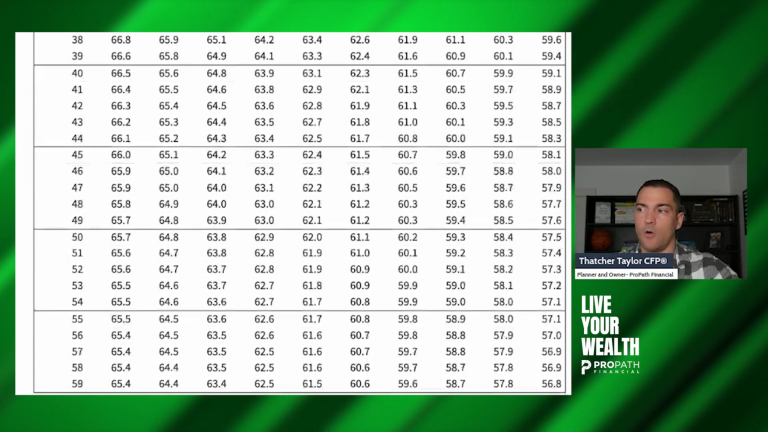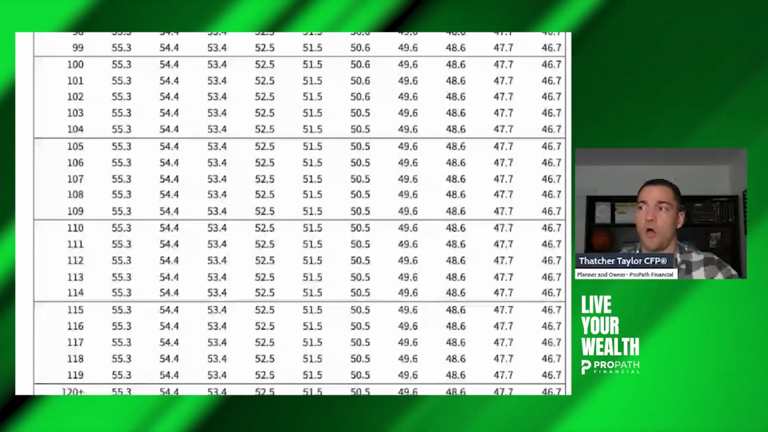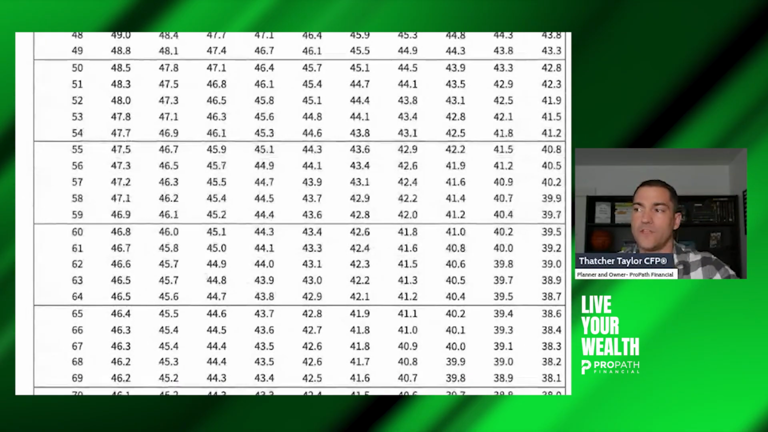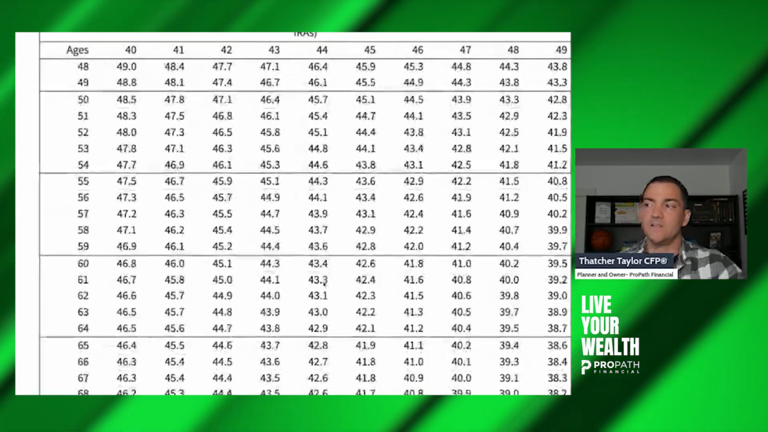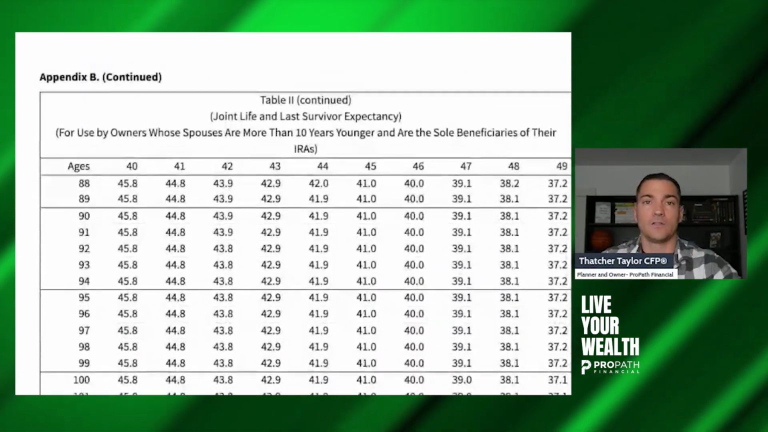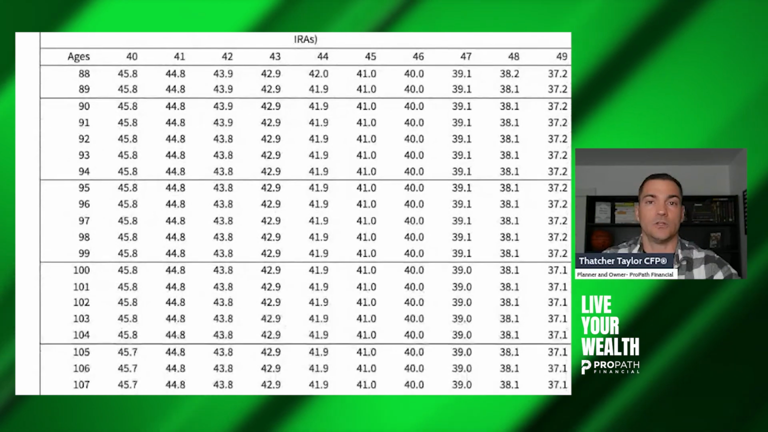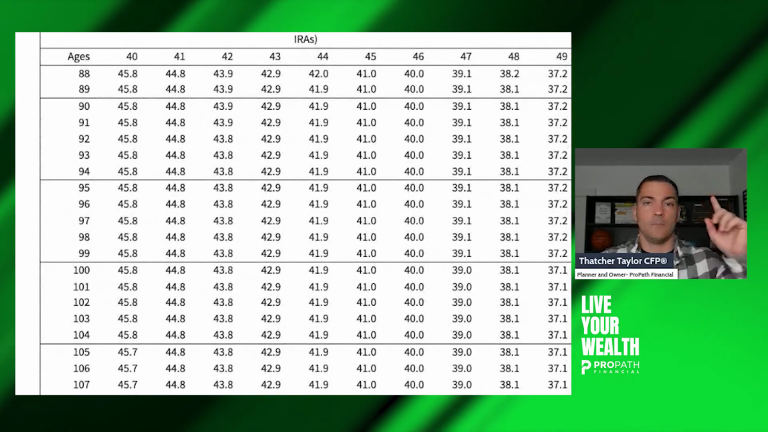We got to keep going. There's a lot of these. This is a big one. Table 2 is a lot, but it's all in here if you need it. These are all the divisors. So these numbers in the middle, if you cross-reference, these divisors are what you use to divide your year-end balance of all your IRAs. That's the calculation for your required minimum distributions. Here's a video on how to calculate your required minimum distributions.